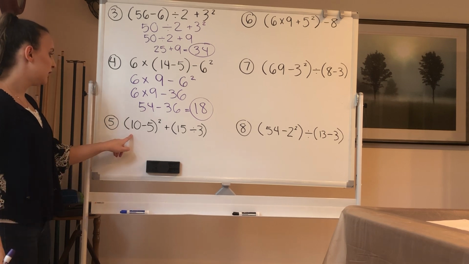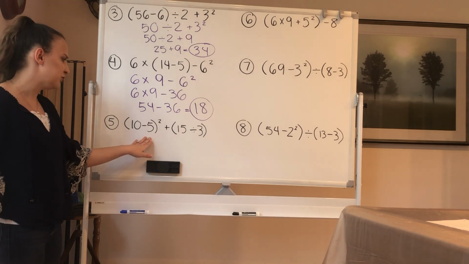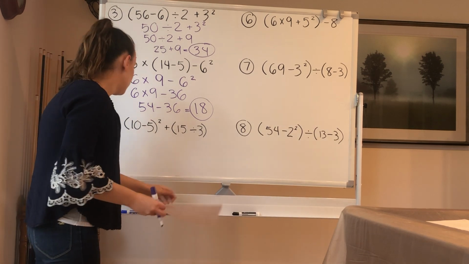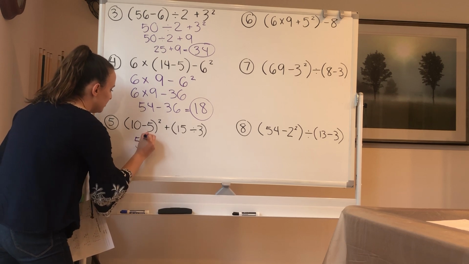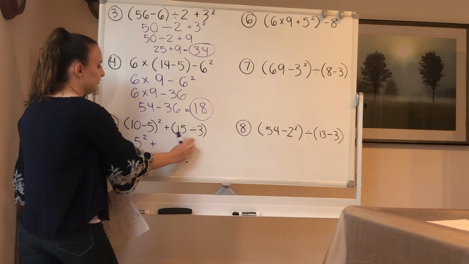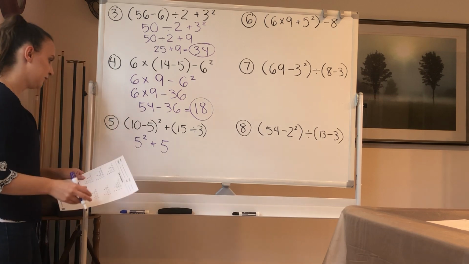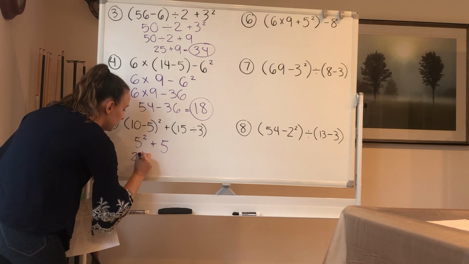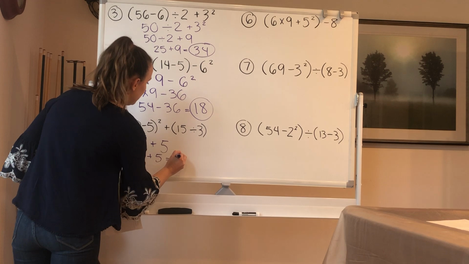Number 5, we have 2 sets of parentheses. If you have 2 sets of parentheses, it doesn't matter which one you do first. I'll just start with this one since it's listed first. So 10 minus 5 is 5 squared. You have to keep the squared there. Plus, let's do the other parentheses. 15 divided by 3 is 5. Now 5 squared, that's 5 times 5, which is 25. So we have 25 plus 5, and 25 plus 5 equals 30.